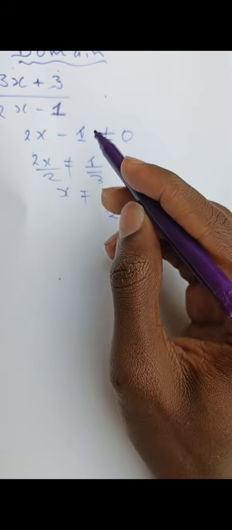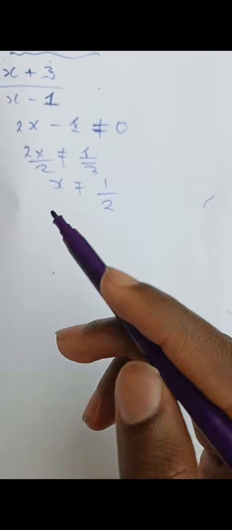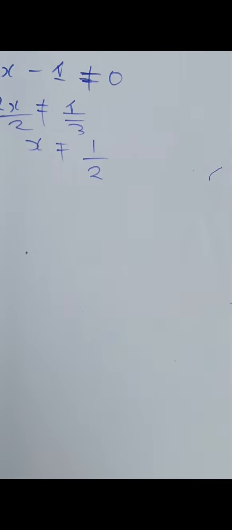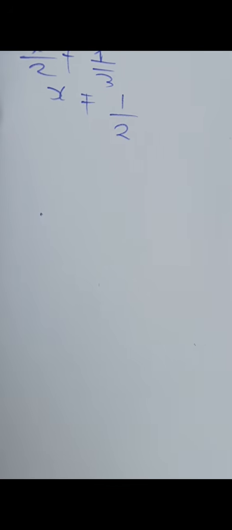My God. And make sure that you're careful as well. So strictly, it should not be equal to that value, because if it is equal to that value, we are going to end up with undefined. Now, when concluding your answers, how do you conclude? It's either you use set builder notation, roster notation, or interval notation.